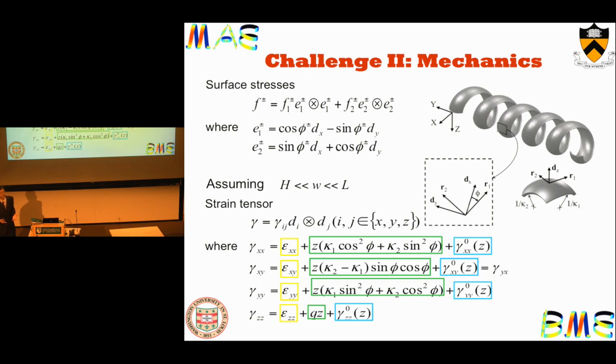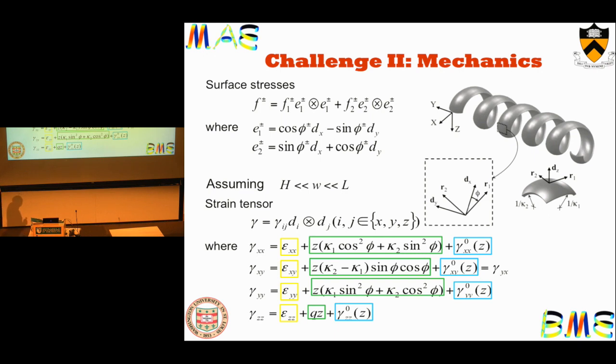The next question becomes, how do we get these geometric parameters, kappa 1, kappa 2, and phi, from the material parameters, the Young's modulus, Poisson's ratio, etc.? For that, we resort to solid mechanics. In this model, we put surface stresses as the driving force, because in a lot of helical structures observed in natural and engineering systems, they're down to the micro and nano sizes where the surface to volume ratio becomes very significant.